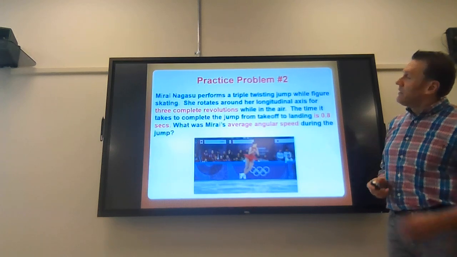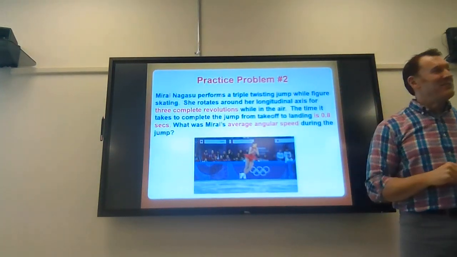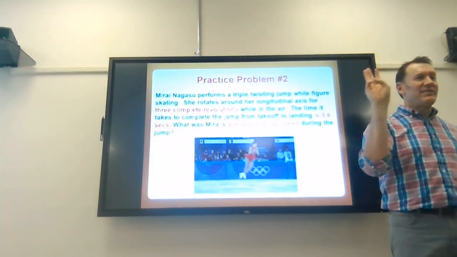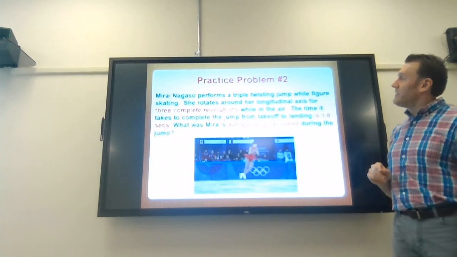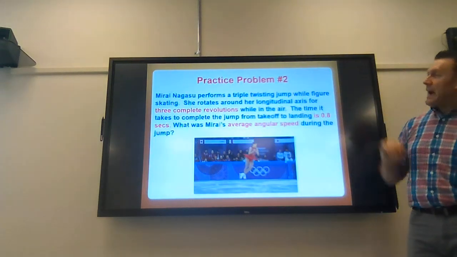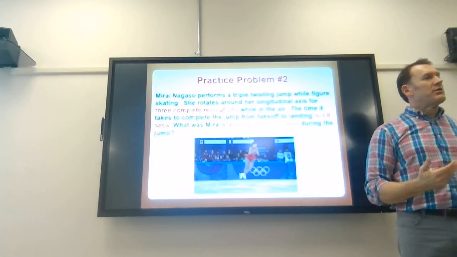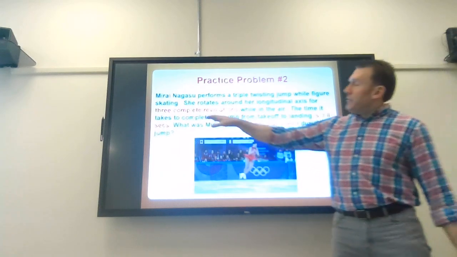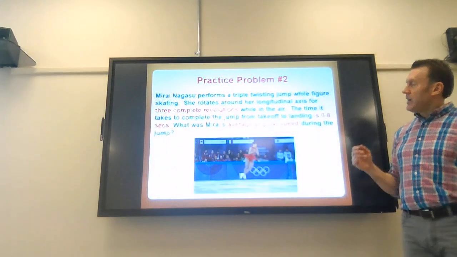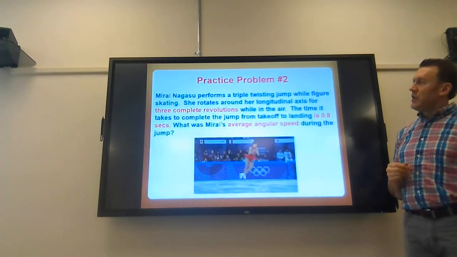Okay, so let's take this as a practice problem. Mirai Nagasu, probably didn't pronounce that right, performs a triple twisting jump. So triple is three, three revolutions. While figure skating, she rotates around her longitudinal axis. The longitudinal axis is like the vertical axis for the transverse plane. For three complete revolutions while in the air, the time it takes to complete the jump from takeoff to landing is 0.8 seconds. What was Mirai's average angular speed during the jump?